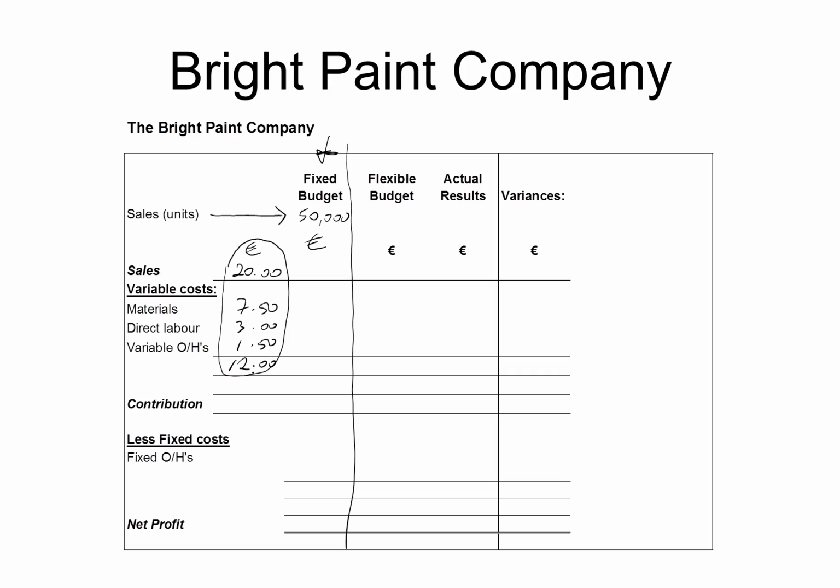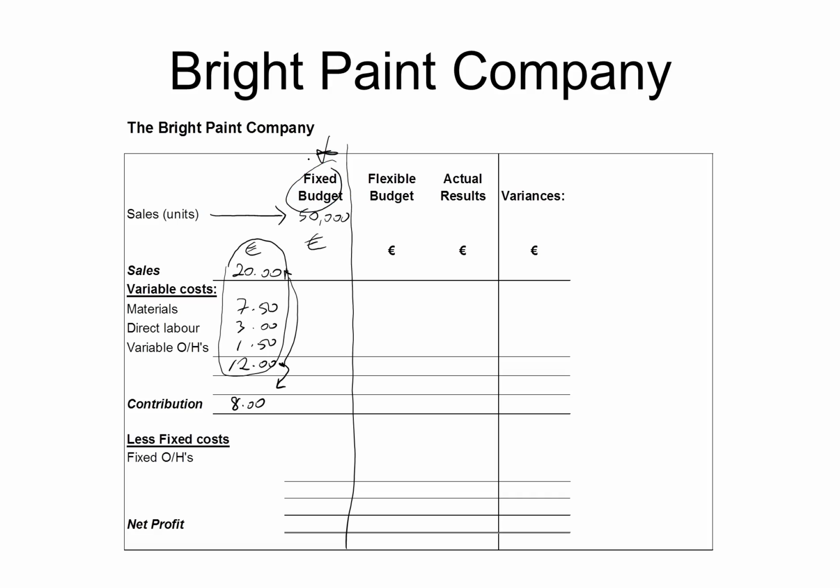Of course, what we can actually work out here now is that if the selling price per unit is €20 and the total variable cost is €12 per unit, well then the contribution per unit would be €8. Okay, so what I'll do is I will start filling in then the fixed budget. So what we're doing here now is we're reconstructing the fixed budget.